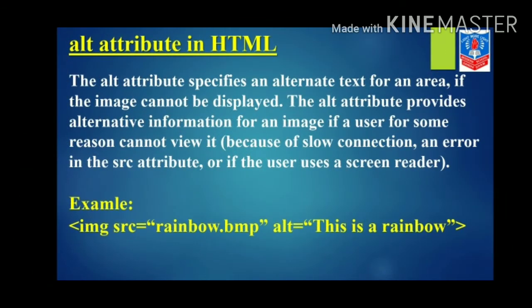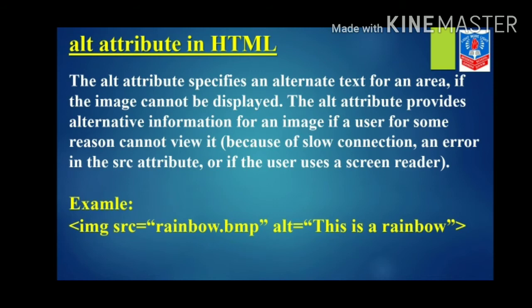Students, now we go to the alt attribute in HTML. The alt attribute specifies an alternate text for an image if the image cannot be displayed. The alt attribute provides alternative information for an image if a user for some reason cannot view the image because of a slow connection or an error in the src attribute, or if the user uses a screen reader or any other reason. The alt attribute works to display a text about the image.